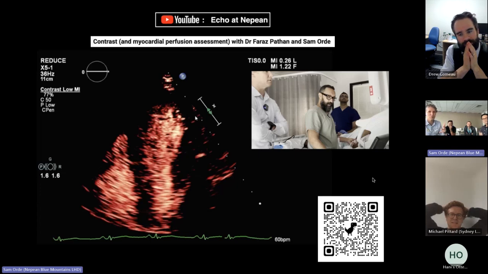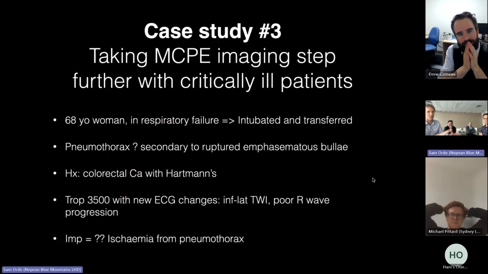So that's a way that we can do myocardial contrast imaging in standard cardiology patients. I'm now going to take it to the ICU group, okay?